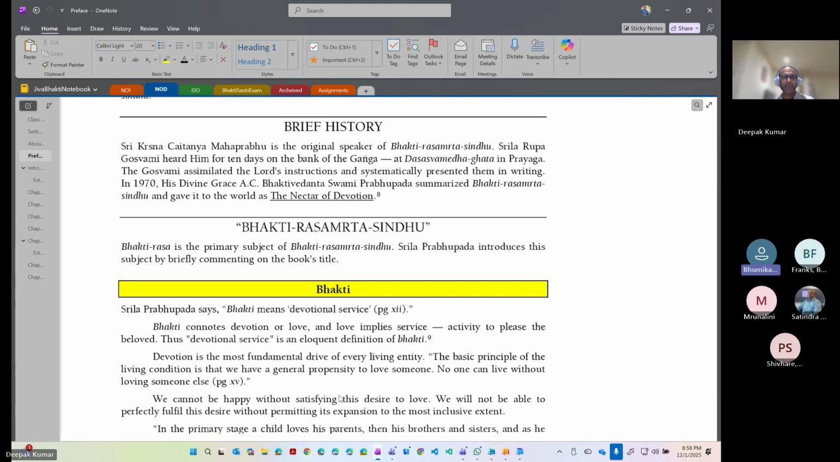Sri Krishna Chaitanya Mahaprabhu is the original speaker of Bhakti-Rasamrita-Sindhu. Srila Rupa Goswami heard him for 10 days on the bank of the Ganga at Dasavamedha Ghat in Prayag. The Goswami assimilated the Lord's instructions and systematically presented them in writing. In 1970, His Divine Grace A.C. Bhaktivedanta Swami Prabhupada summarized Bhakti-Rasamrita-Sindhu and gave it to the world as the Nectar of Devotion. Yeah, keep going.